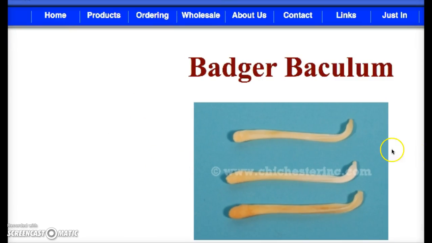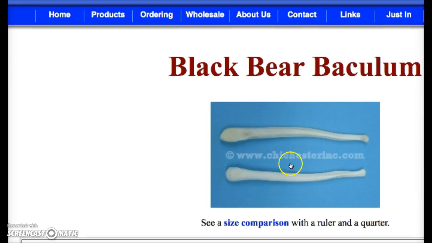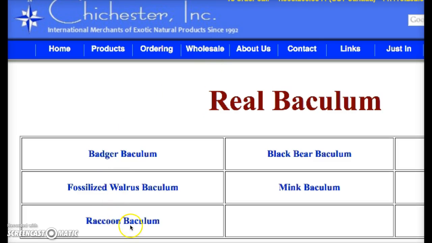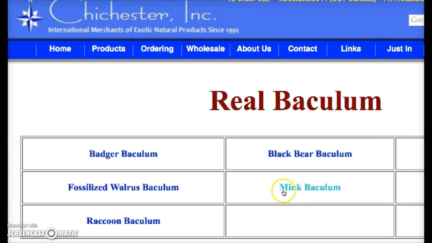So there's the baculum from a badger, and you might expect it to be straight in shape, but they tend not to be straight. They tend to be curved or sigmoidal. Sometimes they also have ridges along them. Look at a few other species. There's the bear baculum. And let's see, let's look at the raccoon. The raccoon baculum, at the tip of it, has some knobs on it. Let's look at a few other species.